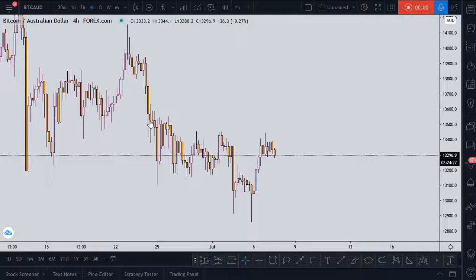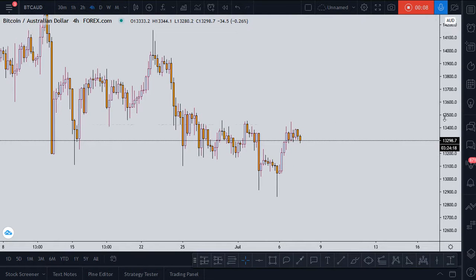We will analyze Bitcoin and Australian dollar. So we will analyze this pair on a lower time frame and discuss the day trade setup, what we have on a day trade setup. So here we have H4 time frame chart.